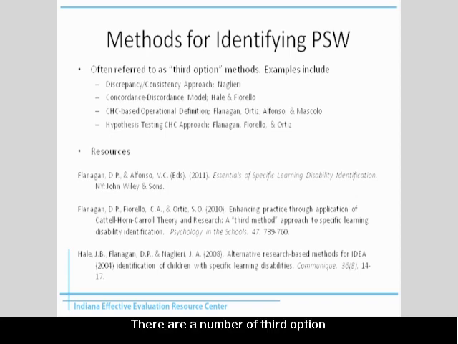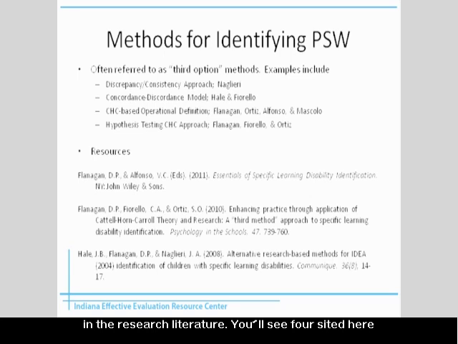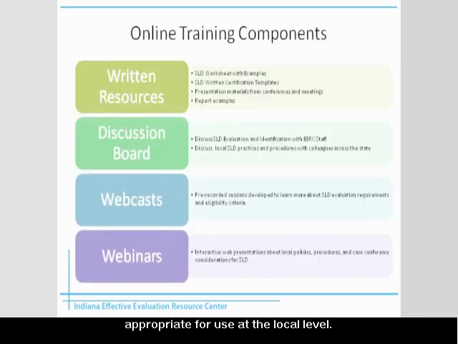There are a number of third option or alternative research-based methods for identifying patterns of strengths and weaknesses in the research literature. You'll see four listed here as examples of the methods that are available in the literature. You will also see additional resources that may be helpful as you explore these particular methods and identify which one may be most appropriate for use at the local level.